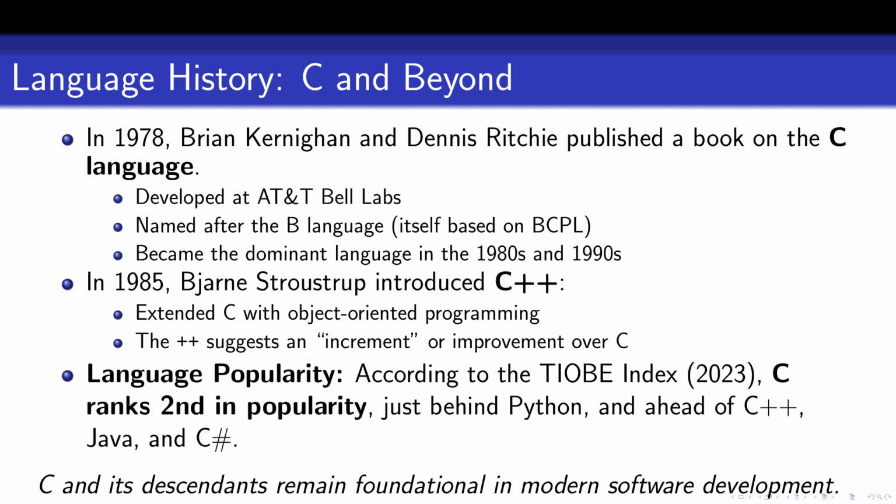Despite the arrival of newer languages like Python and JavaScript, C and C++ remain widely used today, especially in systems programming, embedded software, and performance-critical applications. In fact, according to the TIOBE index from 2023, C ranks second in popularity, just behind Python, highlighting its ongoing relevance in the software industry.